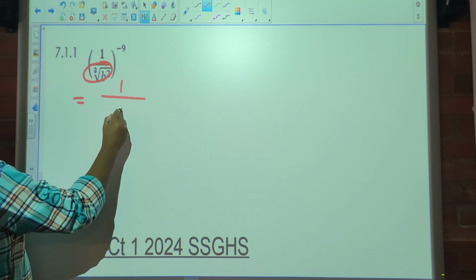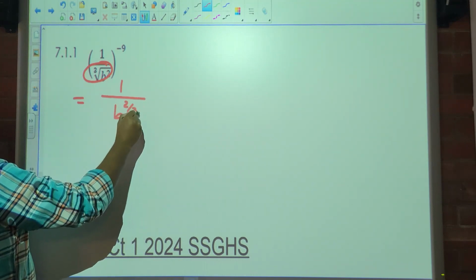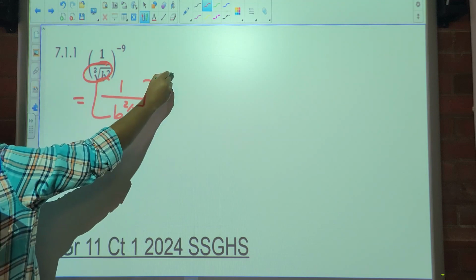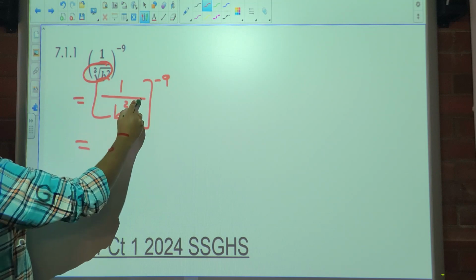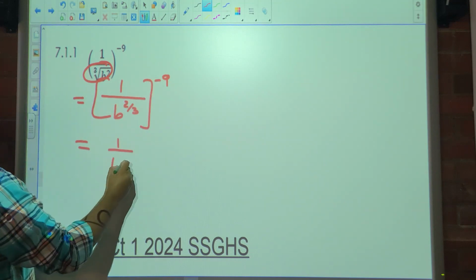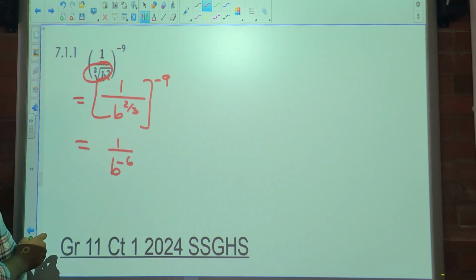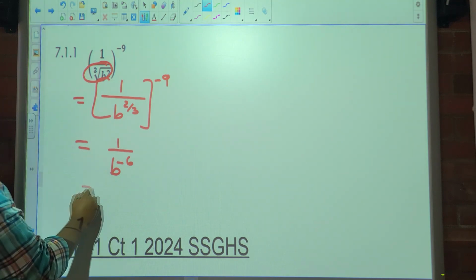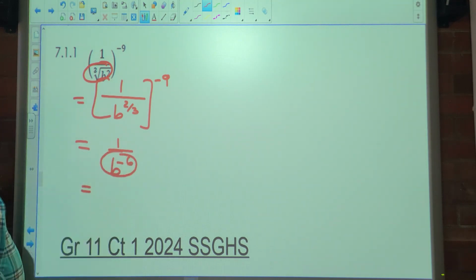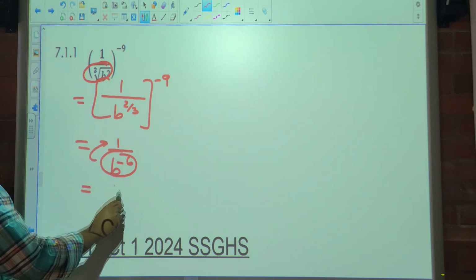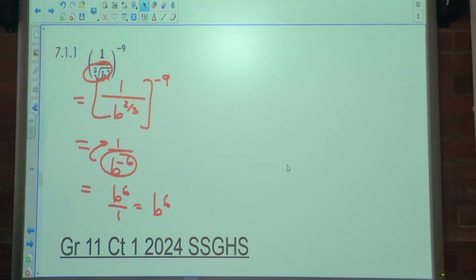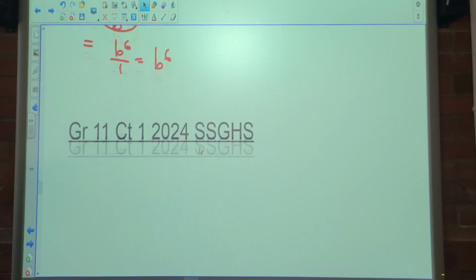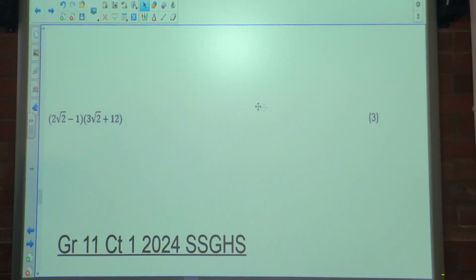That can be written as 1 over b to the exponent 2 over 3, and it must be raised to the exponent negative 9. So 1 to any exponent remains 1. However, b to the 2/3 multiplied by negative 9 is going to be negative 6. You all agree with that? So because the exponent is negative in the denominator, bring it up, becomes b to the 6 over 1, which is b to the 6. Just let me know if I'm making a mistake, or you need some clarity on something that you've done. Okay?